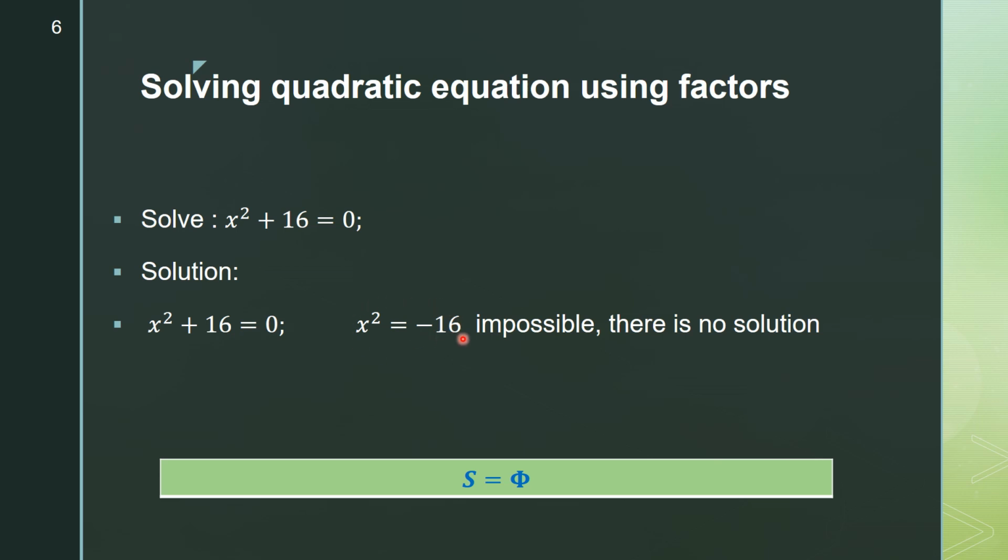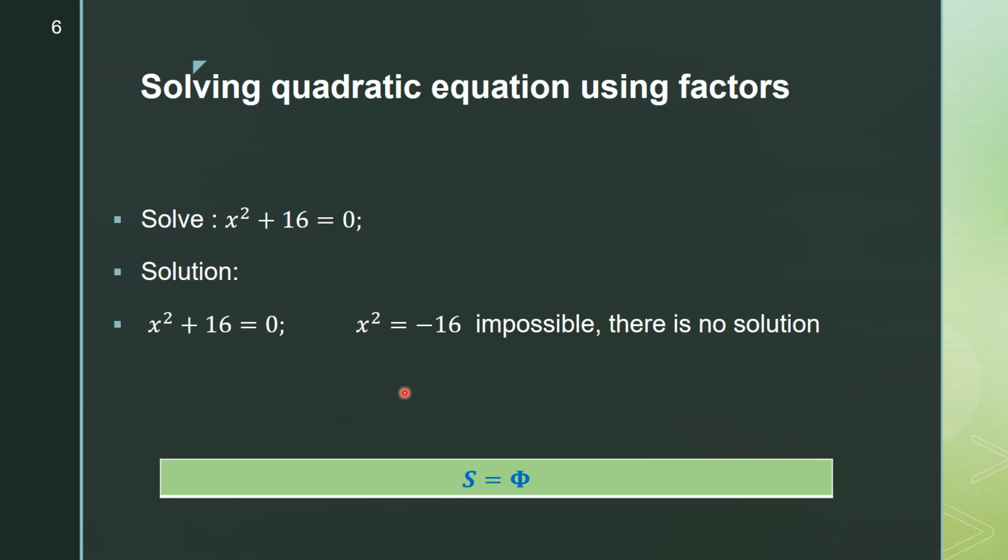Here it's impossible to solve this equation. Why? Because the left side of the equation is x squared. It's a squared number. Any squared number cannot be a negative value. It has to be either 0 or a positive value. So x squared equals minus 16: the solution here is not a real number. It's a different kind of number. We call it an imaginary number or complex number, which is not required from us to learn at this stage.